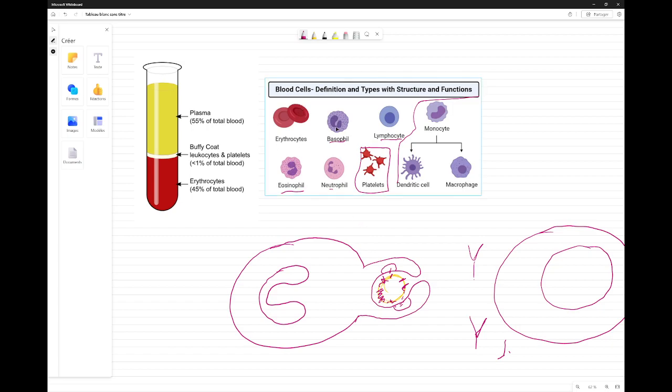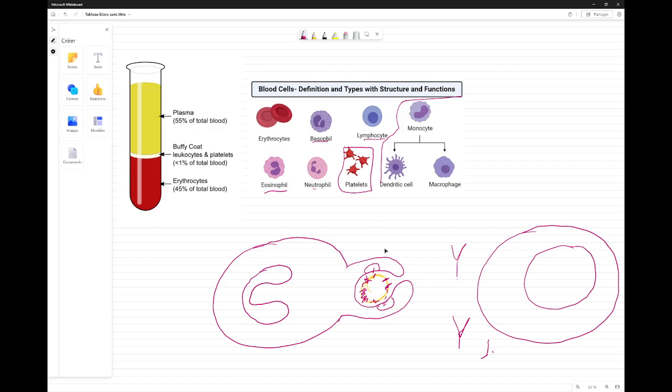So erythrocytes usually transport oxygen and carbon dioxide. Leukocytes have immune function. And platelets are used to heal mechanical injuries, such as breaches to the blood vessels, using blood clotting. So those are the components that we know there.